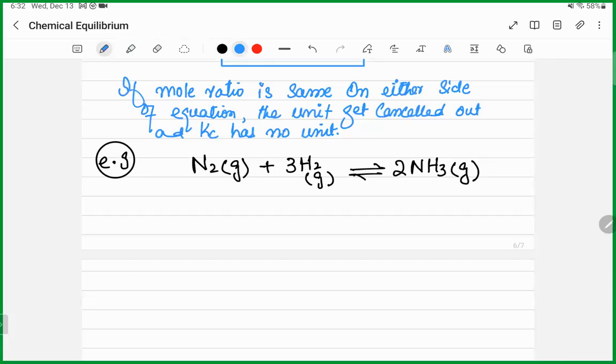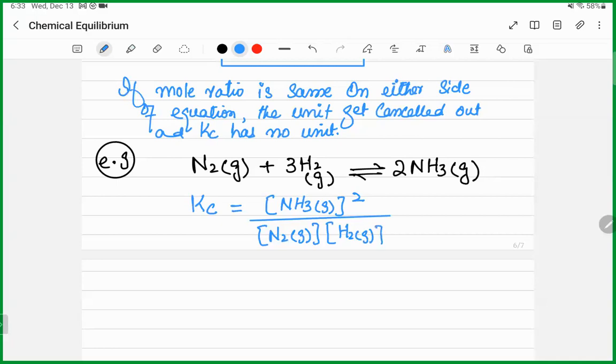Kc is product over reactant, concentration of product divided by the concentration of reactants. ठीक है, so Kc, concentration of NH3 gas का square divided by concentration of N2 gas into concentration of H2 gas का cube.